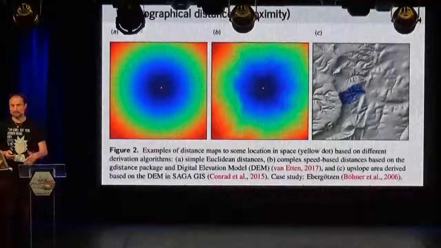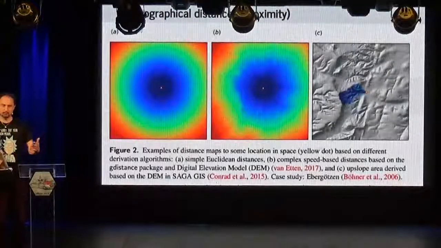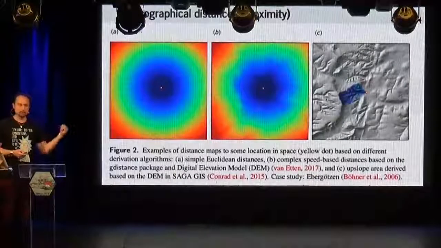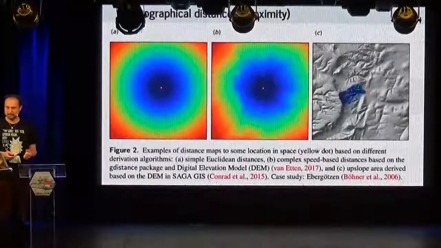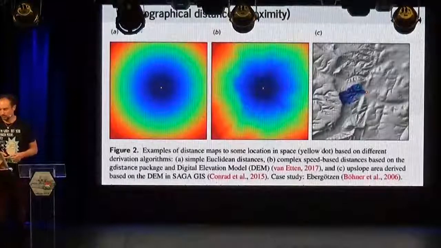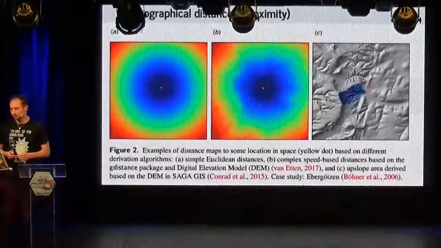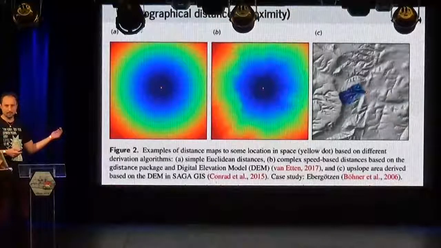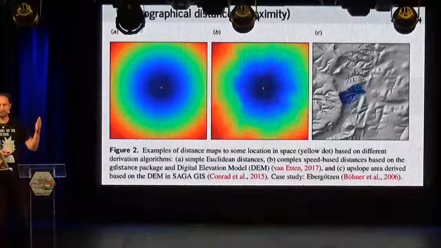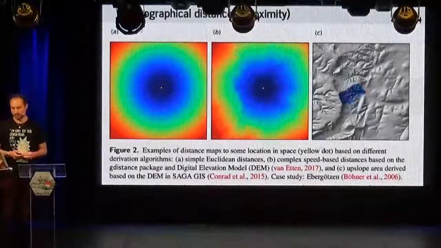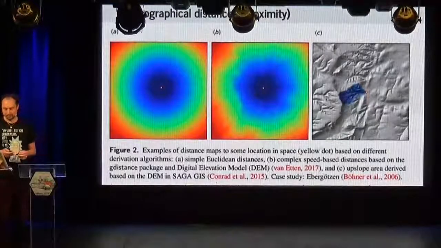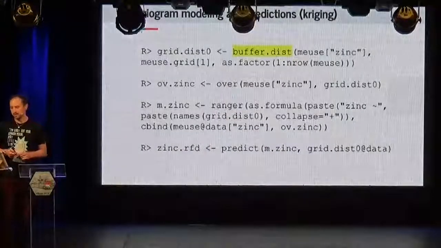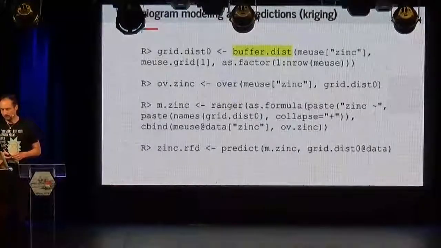And for distances, that gives you flexibility, because in machine learning you work with nonlinear models, so you don't have to use only Euclidean distances, which are the ones on the left here. With the GDistance package, you can also use these complex cost-based distances, and you can use the DEM to calculate all the upslope and downslope distances in a watershed. So you can plug in lots of different types of distances, and it gives you many options. So I made this little function just to get the distances.